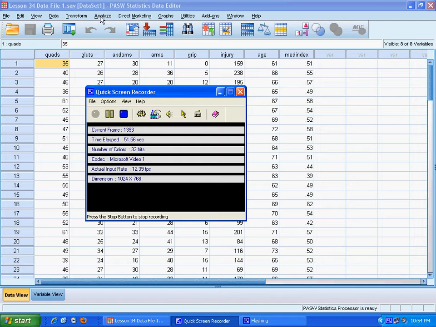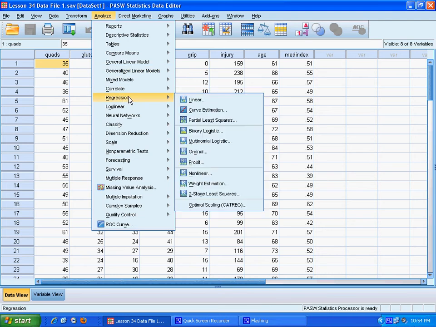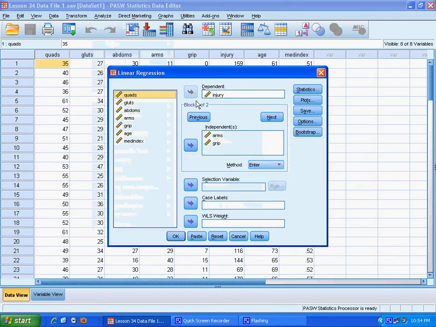We're going to go to Analyze again, and on Analyze we're going to click Regression and then Linear. On the Linear Regression dialog box, we're going to do Reset to clear the dialog box. The first set that we're going to select is going to be quads. Hold the control key down: quads, gluts, abdominals, and we're going to move it to the independent box.